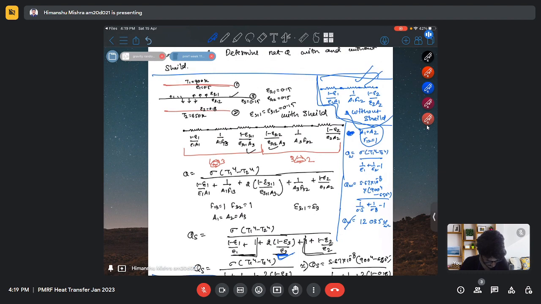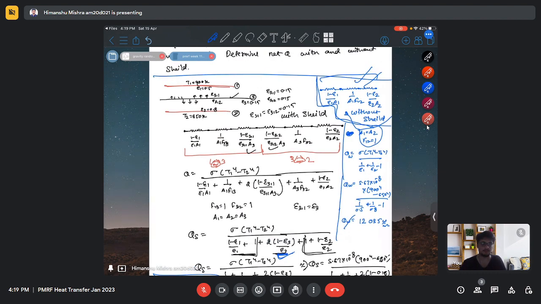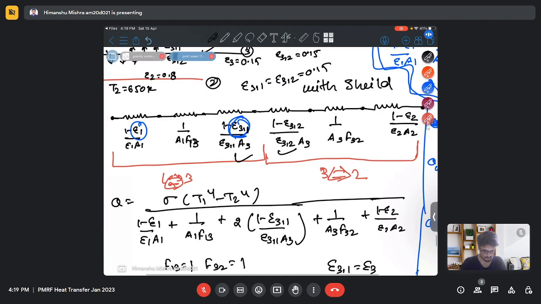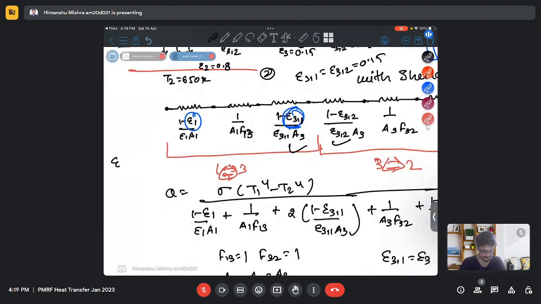No, so this is actually from surface 3 to 1, not 1. So this property is emitting from surface 3 and this is emitting from surface 1. So it is from surface 3 to 1. I think the notation is correct because it is just a matter of rotation.